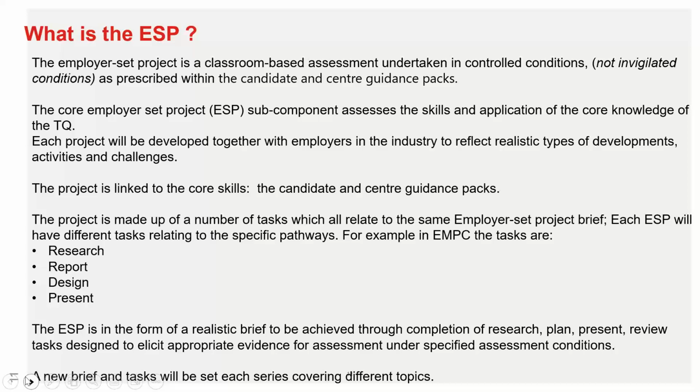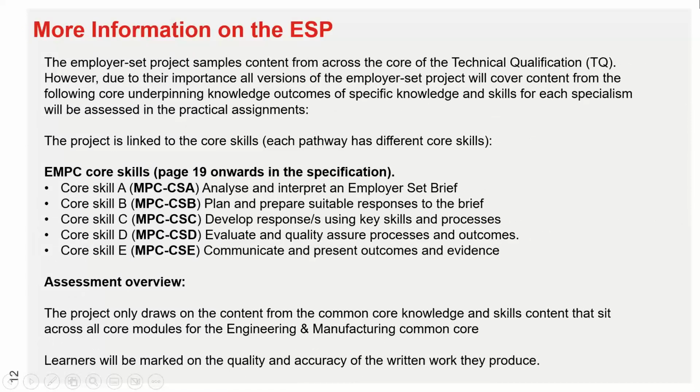So just moving on to the core skills. Now, I know there's a handout attached to this webinar for you that you can download, but on page 19 in the qualification specification, you will see the core skills. EMPC just means the title of it, and the CSA is the core skill A. So the ESP is based on 5 core skills, and they are that learners have to analyse and interpret a brief, which is the employer set brief.